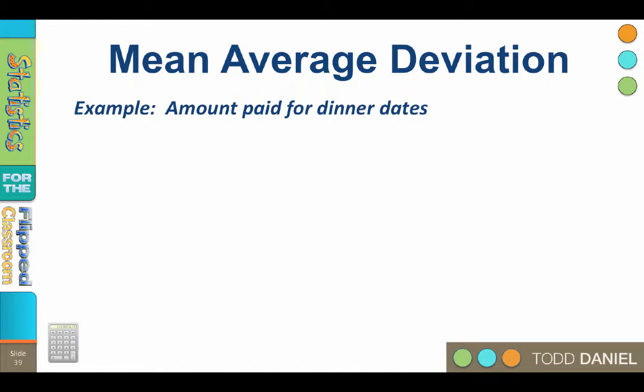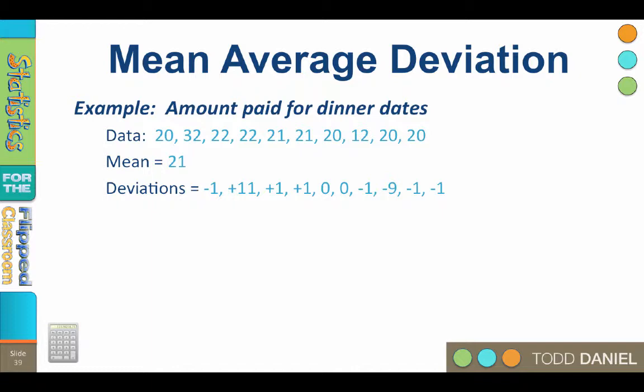For example, here are some data for the amount paid for a dinner for two on a college date. These are college students, so the values are small. Add them up, divide by n, and the mean equals 21. Now, subtract the mean from each data point. And here are the deviation scores.